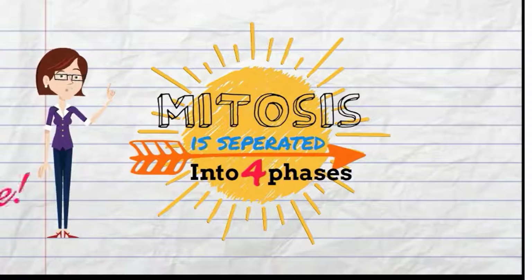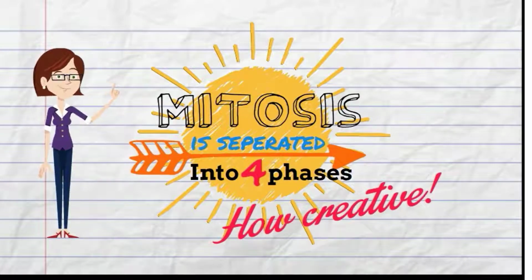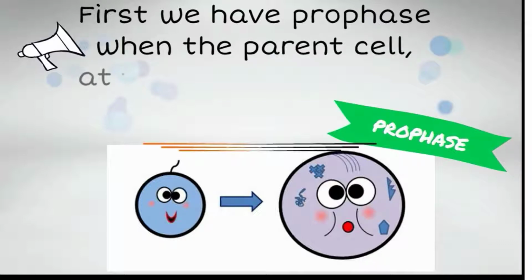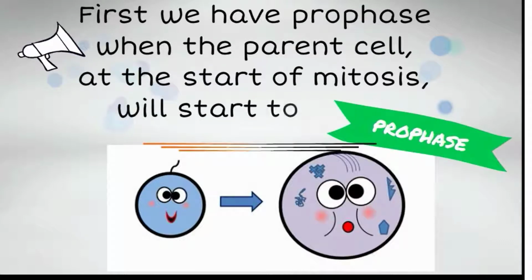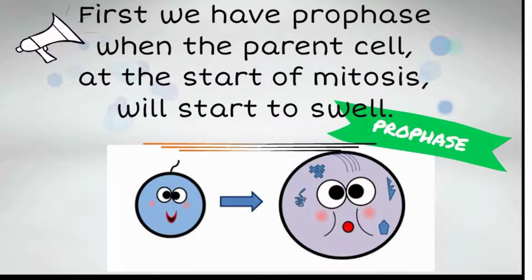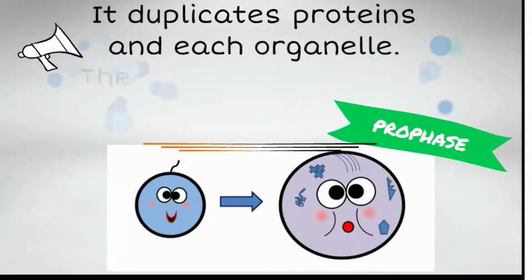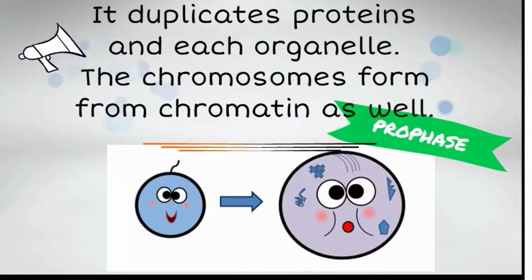Mitosis is separated into 4 phases. How creative! First, we have prophase, when the parent cell at the start of mitosis will start to swell. It duplicates proteins and each organelle. The chromosomes form from chromatin as well.